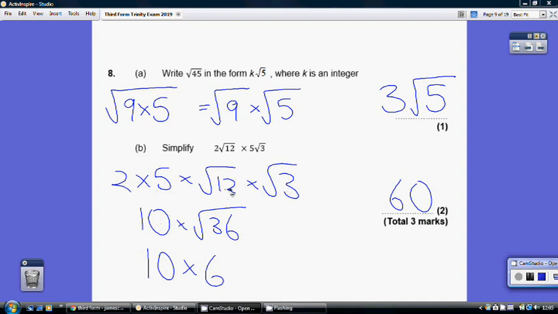Now this is really the opposite to part A. We're now going to combine these under the same square root. So it's the square root of 12 3s, which is 36. So the root 12 times root 3 is root 36. Now what is the square root of 36? It's 6. 6 6s are 36. So this is 10 times 6, which is 60.